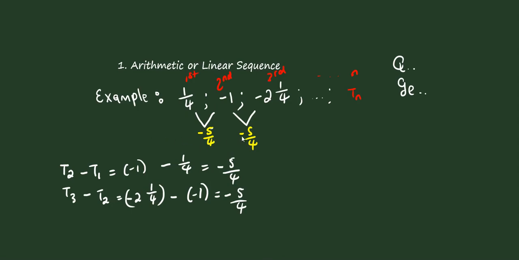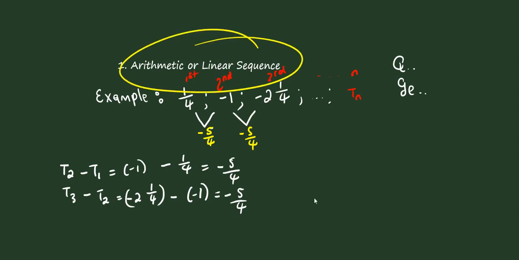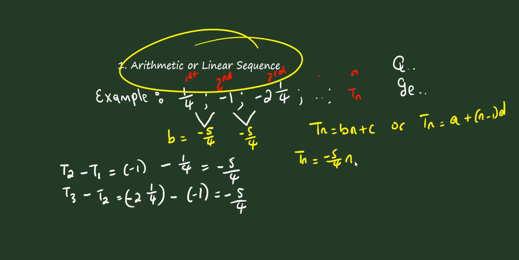So we say it has a constant first difference, because these are first differences. Using that, we now know that it is linear, and because it is linear, we use tn equals bn plus c, or tn equals a plus n minus 1 d. Remember, you can get it in both ways. Using the first way, my b will be -5/4, because it is the constant first difference. So we say -5/4 n plus c.